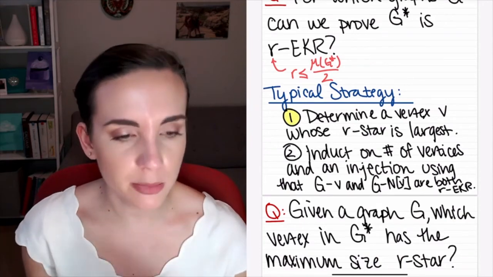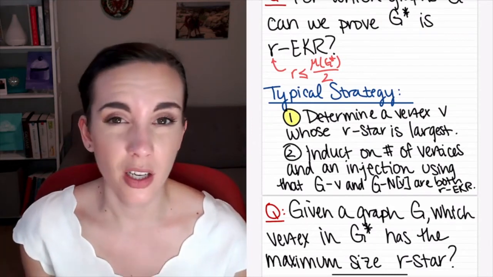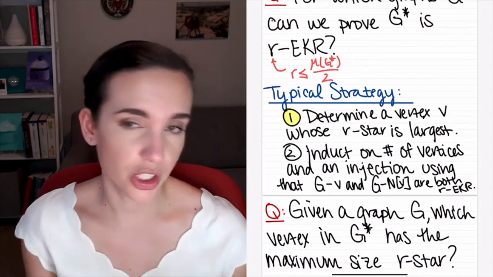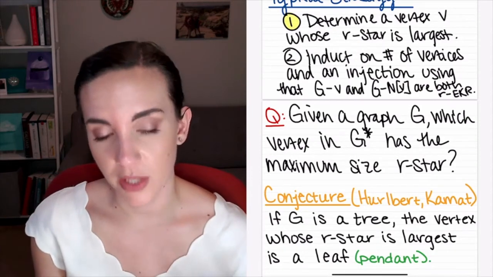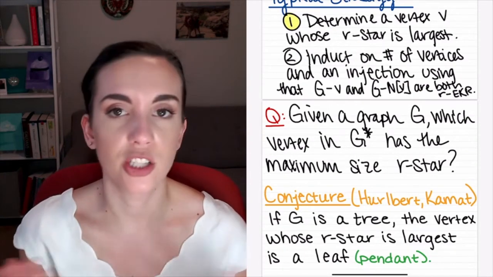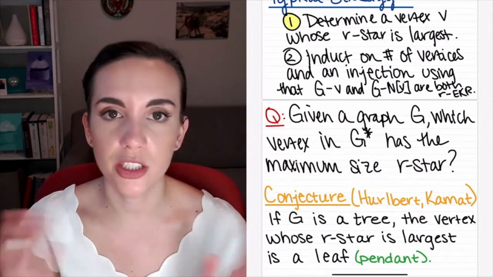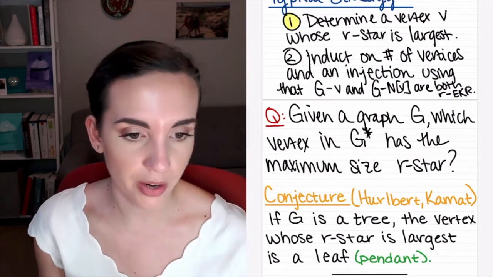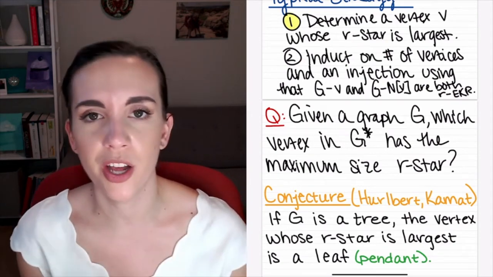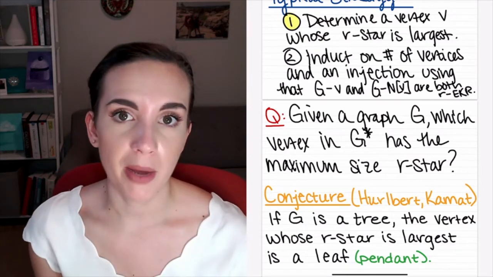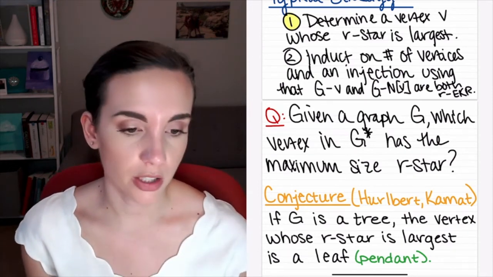There is a question about maximal stars when we just focus on not even these pendant graphs, but just on trees. For trees, which vertex has the largest star? There's a conjecture out there by Hurlburt and Kamat that has yet to be proven or disproven. The conjecture is that if G is a tree, then there is a leaf that has the largest star size for a fixed number R, right? A leaf is just a specific word we use for trees, but it is just a pendant. So there exists some pendant that has the largest size of an R star.